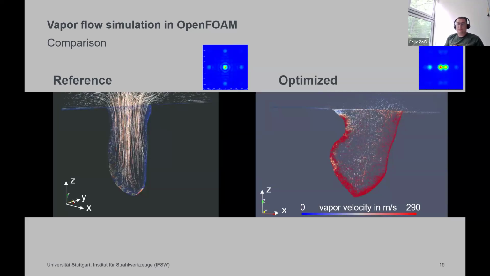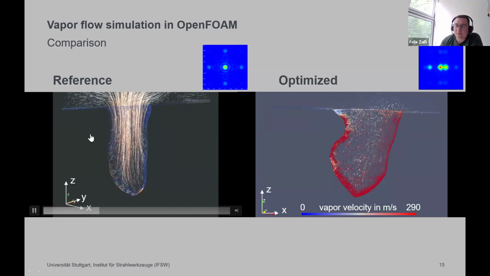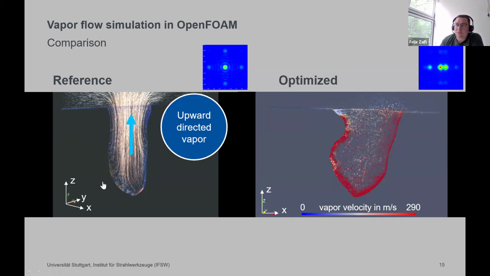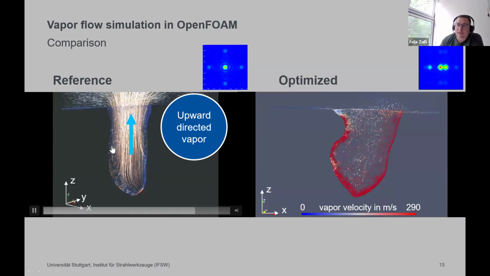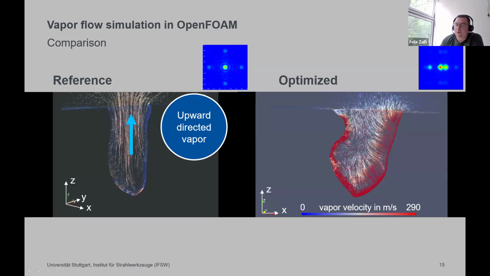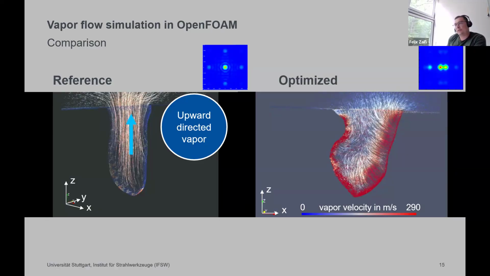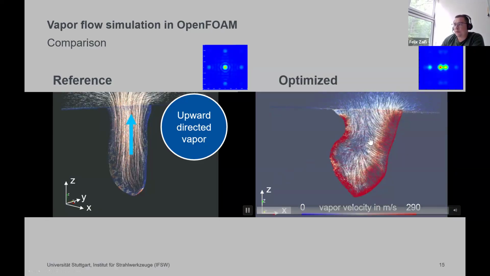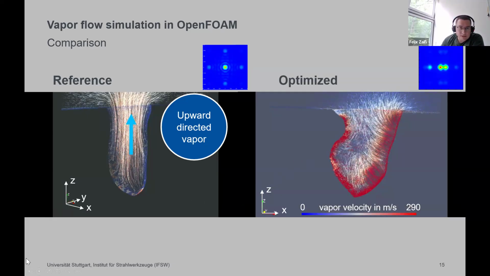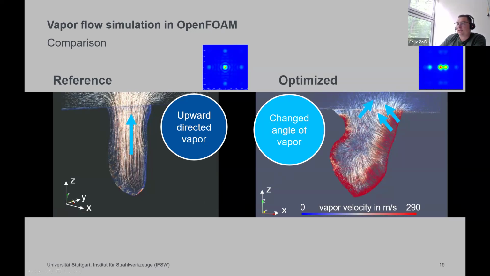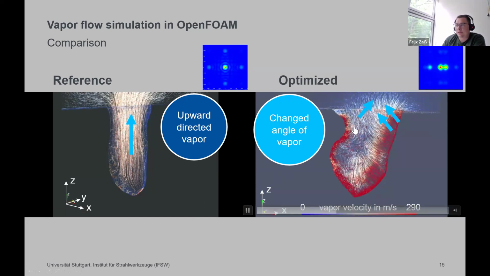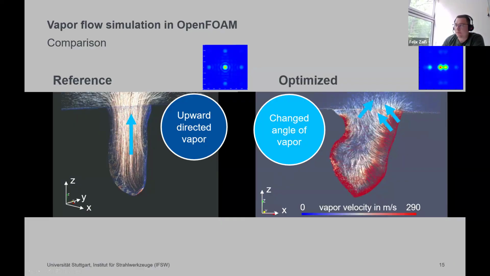So we just have a vapor simulation, and we can see here for the reference beam that we have a vapor flow in a quite upward direction. So we can see here that the vapor has a great potential to accelerate the melt here on the capillary backside into the upward direction. And if we compare it to the optimized beam shape, we can see that we have different directions of vapor, and especially so that here the change is that we do not have such an acceleration of melt in an upward direction, more in an angled way, basically.